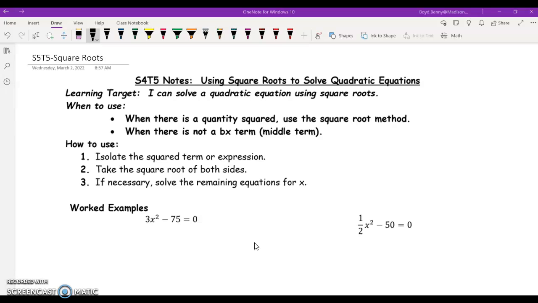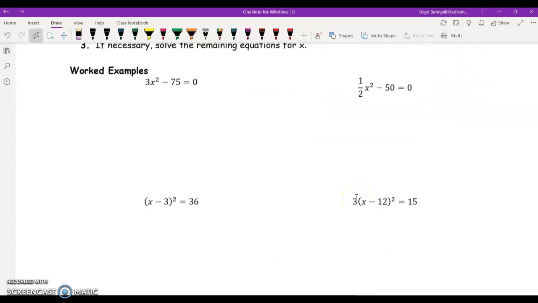In today's algebra lesson, we're going to look at using square roots to solve quadratic equations. So when do we use the square root method? When there's a quantity squared, such as x plus 5 squared equals 9, or when there's not a middle term or a bx term. How are we going to do this? We're going to isolate the squared term or expression. We're going to take the square root of both sides, and if necessary, we'll solve the remaining equation for x. Let's take a look at that.